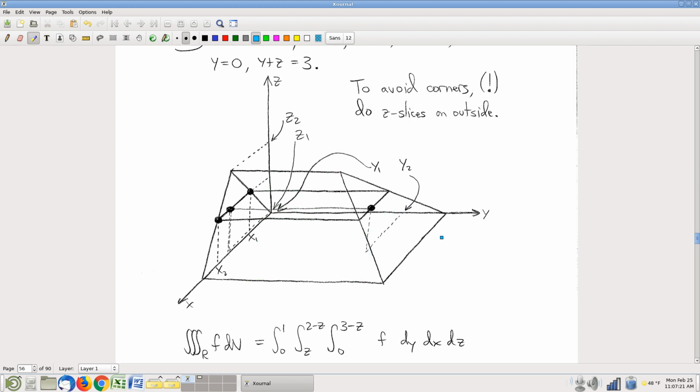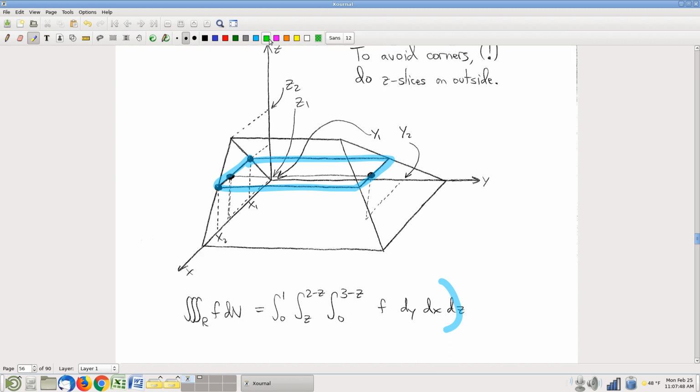Notice though, very conveniently, doing your Z slicing first, your Z slices all look kind of the same. They all look like this. You don't slice through any corners, except at the start and end, of course, which is fine. And so that's our first choice. Once you've fixed a value of Z, in this case, as it turns out, we've got a rectangle, and so which of these we do first kind of doesn't matter.